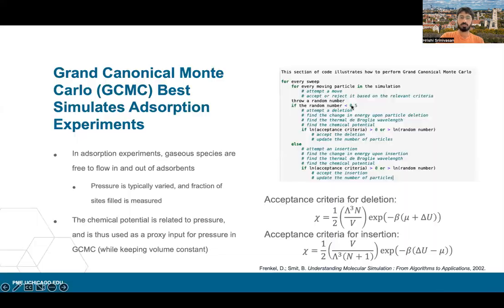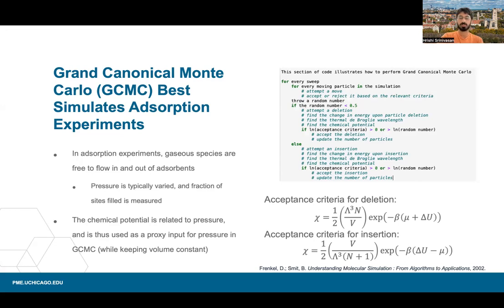So, methods. In many adsorption experiments, the pressure is fixed and the fraction of sites filled is measured, then the pressure is changed and the measurements are taken again and again. Physically, the pressure is fixed, so the chemical potential of the gas is fixed, and species can flow in and out of the adsorbents, so the number of atoms in the system can vary, and the temperature is fixed as well.